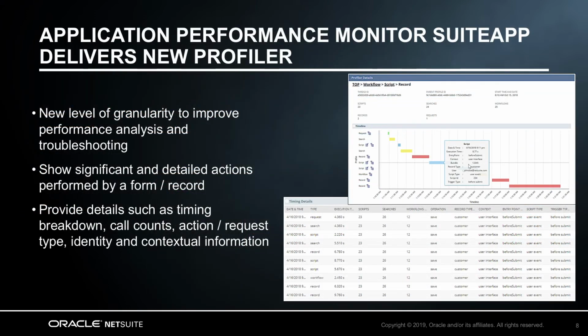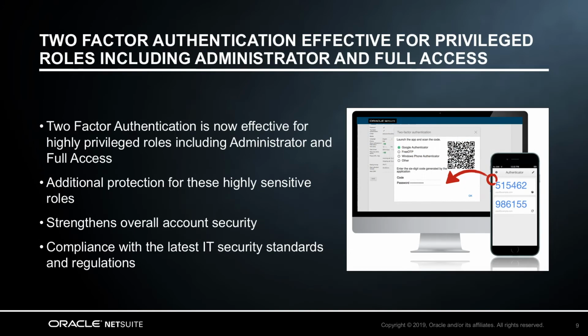The Application Performance Monitor Suite app provides a new level of granularity to improve performance analysis and troubleshooting. The Profiler provides details such as timing breakdown, call counts, action request type, identity, and contextual information. In prior releases, we started rolling out two-factor authentication. And in this release, NetSuite has added two-factor authentication for highly privileged roles, including administrator and full access. This adds an extra level of security to your NetSuite account and provides compliance with the latest IT security standards and regulations.